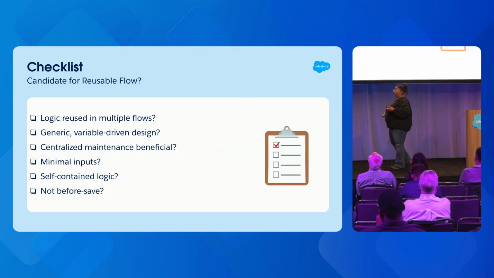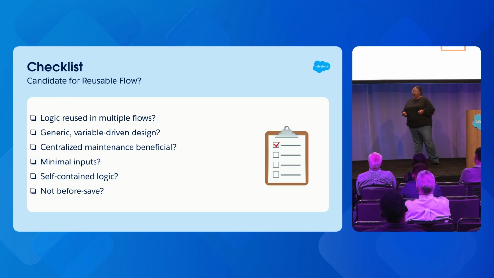So just a quick checklist. If you're starting to look at your organization and want to understand, do you have any candidates for reusable flows? These are some of the questions that you can ask. I won't read through all of them, but feel free to take a photo. It's just a quick start. It's not all the questions, it's not exhaustive, but something you can start looking at to see maybe there is a use case where I can try this out.